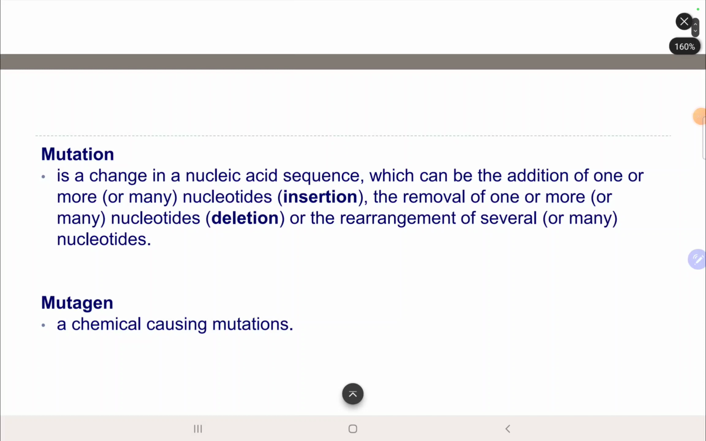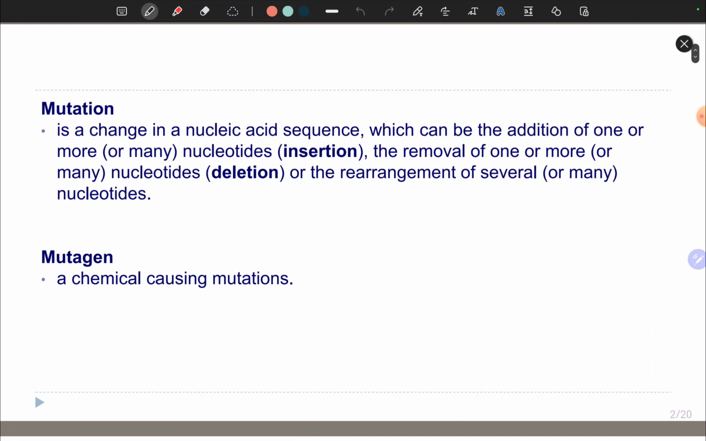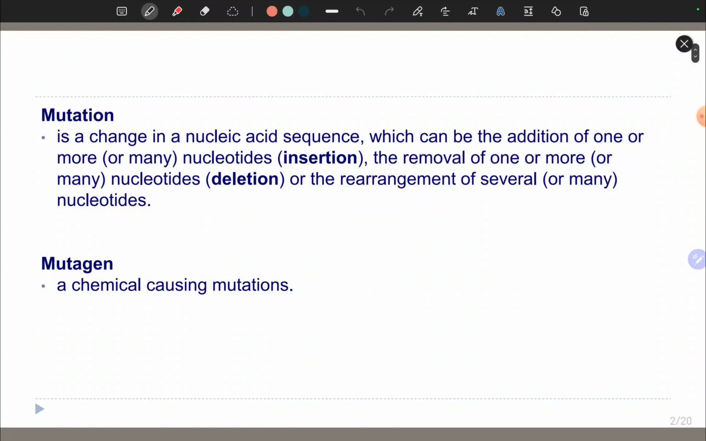Nucleotide is missing or one nucleotide is extra added. If you have changes in DNA that span more than one nucleotide sequence, that will be considered chromosomal abnormality. So you have chromosomal abnormalities, which are structural and numerical abnormalities. In structural abnormality, there is a possibility that you have changes, deletion, or addition of big portions of DNA, extra large pieces or fragments are either missing or added.